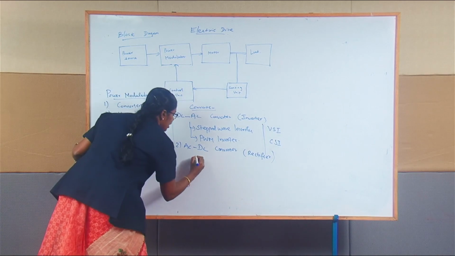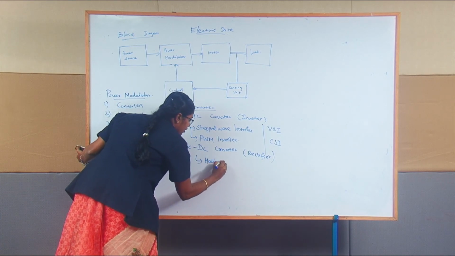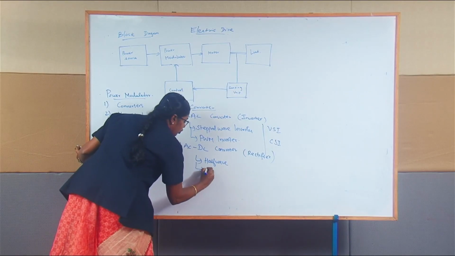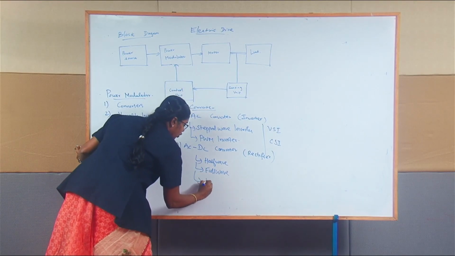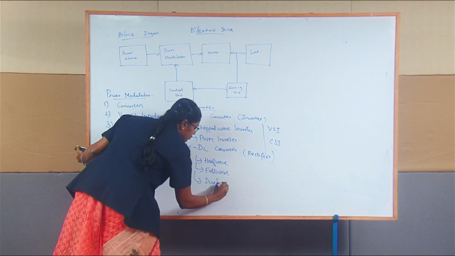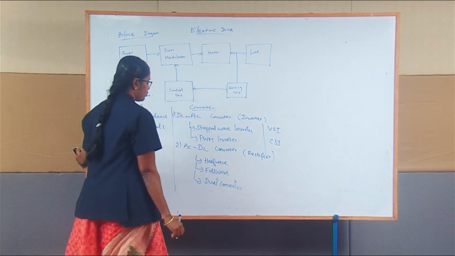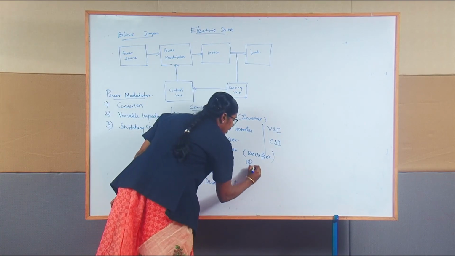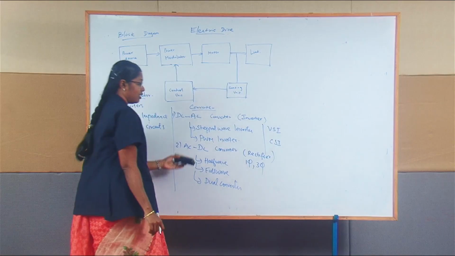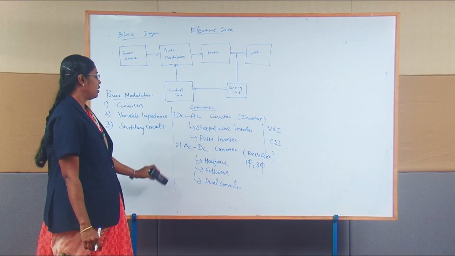So there are different types like half wave rectifier, full wave rectifier, then dual converter. By using dual converter, 4 quadrant operation is possible, right? Again, here also you have single phase and 3 phase. As I said, single phase is used for low power drives and 3 phase for high power drives.